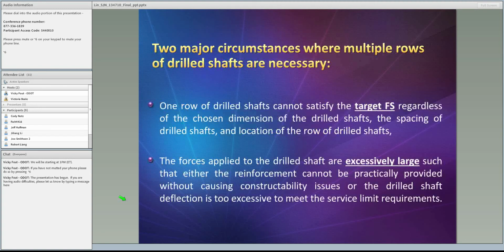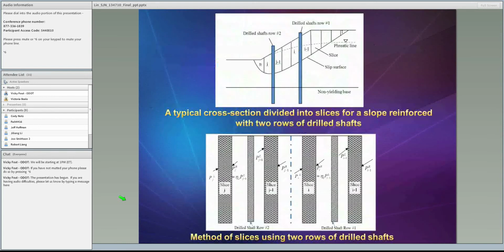This figure is a typical cross section divided into slices for a slope reinforced with two rows of drill shaft. So in the limit equilibrium method, we calculate slice by slice, from slice 1, slice 2, slice 3, until here is slice i minus 1, until here is slice i. For another row, it's j minus 1, j, and until the end of the slope, n. And also we take out this figure as the next slice.